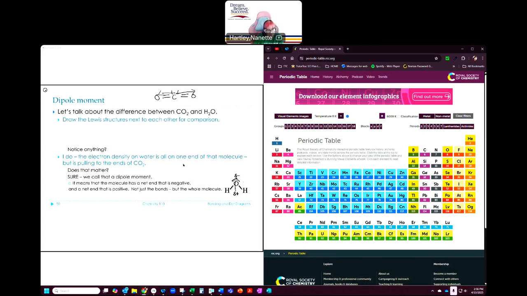We need to be able to talk about that. And that's part of what we'll talk about when we talk about the three-dimensional structures of these molecules. So in the next lecture, when we start talking about what they look like in three dimensions, we'll talk about whether or not they have permanent dipole moments.